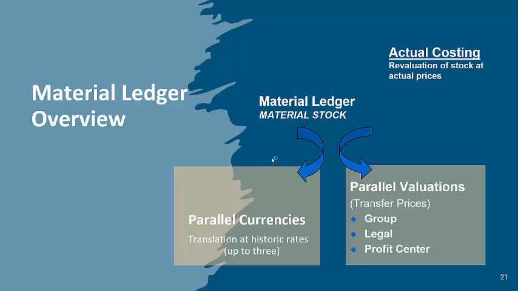Now, material ledger. The material ledger basically has two functions. One is parallel currencies, translation at historic rates, up to three currencies possible. Parallel valuations, you can have group valuation, you can have legal valuation, and you can have profit center valuation. For profit center, you need to have transfer prices activated, and revaluation of stock at actual prices.